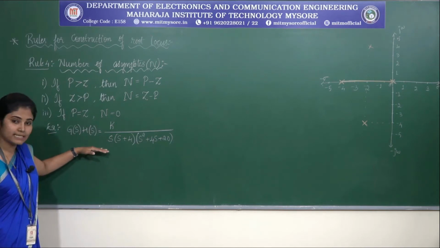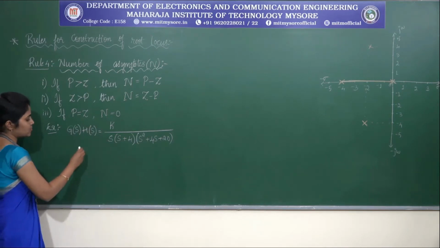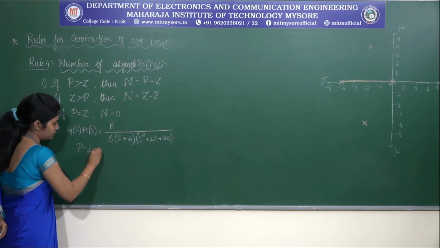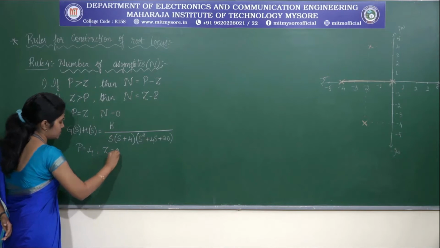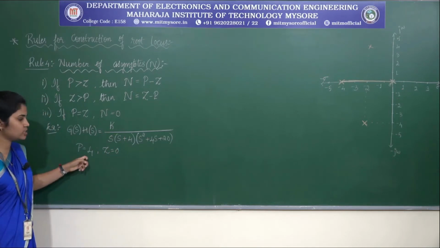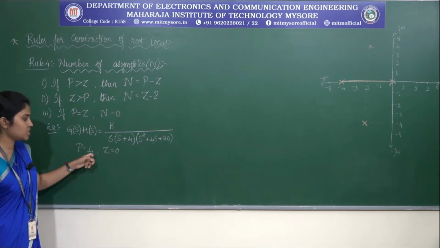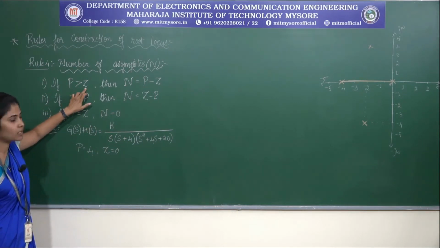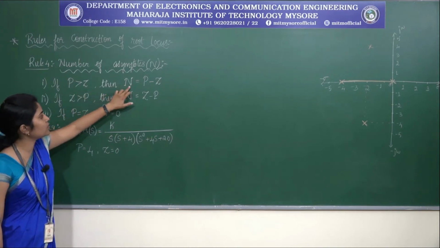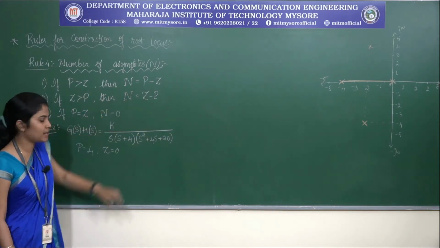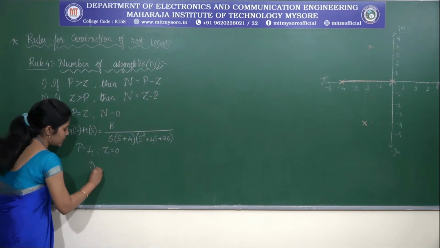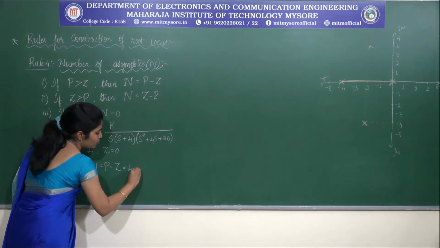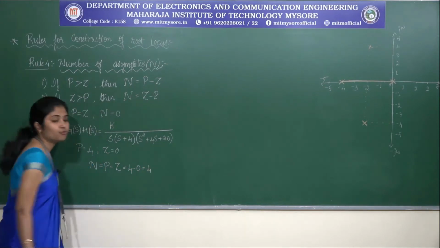Taking this example, as we calculated according to rule number 1, P is 4 and Z is 0. Under which case does this come? P is greater than Z, that is case 1. If P is greater than Z, the formula to calculate n is P minus Z. Therefore, n is equal to P minus Z, which is 4 minus 0, which is equal to 4.